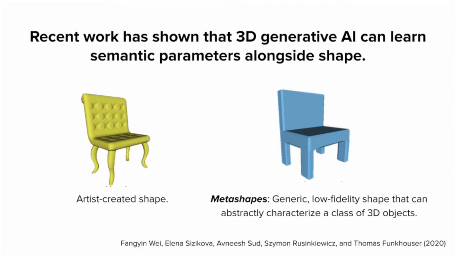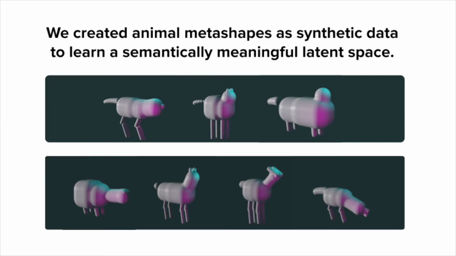Now, what if we could guarantee that the model learns these signals by feeding it an exhaustive amount of synthetic data, so that we could guarantee that the model sees all the variants we think it possibly needs to see? So that's like showing a model all the different possible chairs by creating a template chair with thousands and thousands of variations. I call this template chair a meta shape in this demo, a generic low-fidelity shape that can abstractly characterize a class of 3D objects. We created animal meta shapes as synthetic data to learn a semantically meaningful latent space.